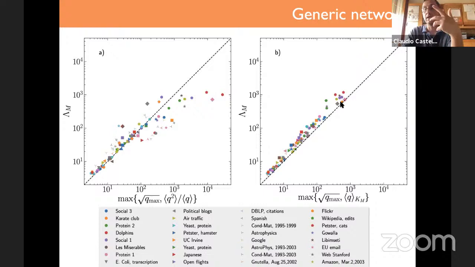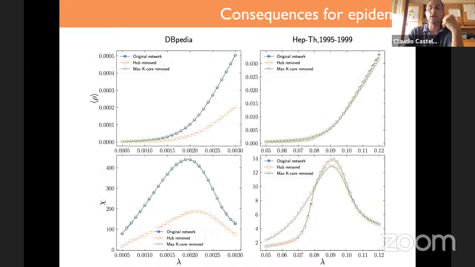And so the principal eigenvector can be localized either around the hub or in the maximum k-core. You can see that there are consequences, for example, for epidemics.